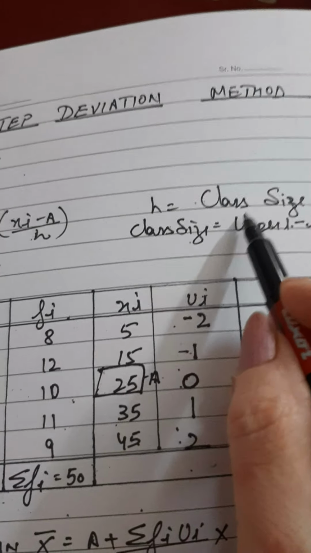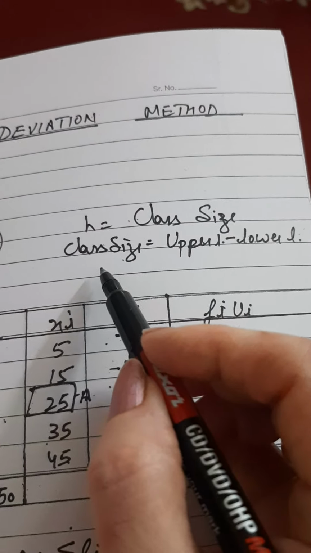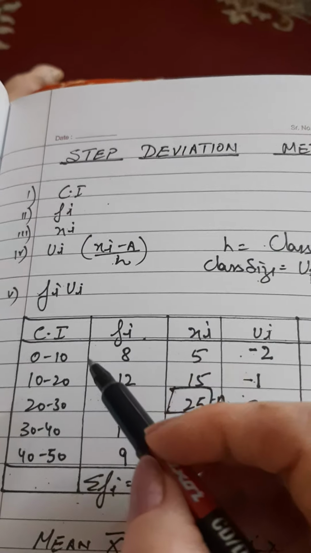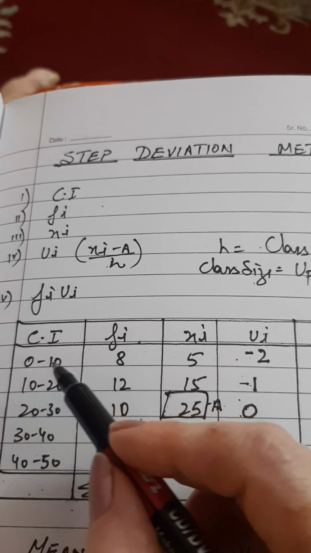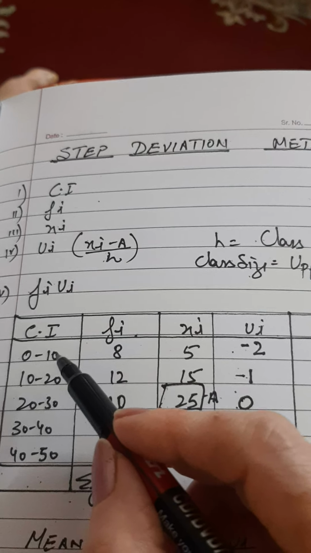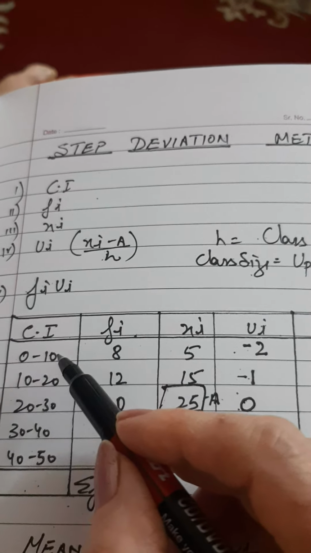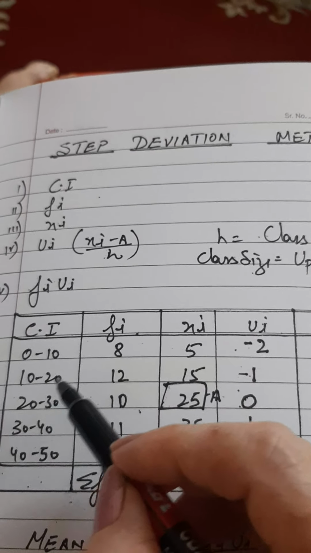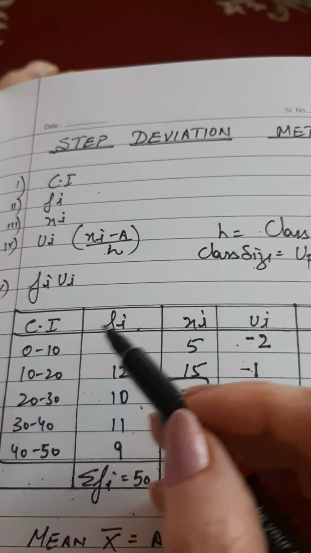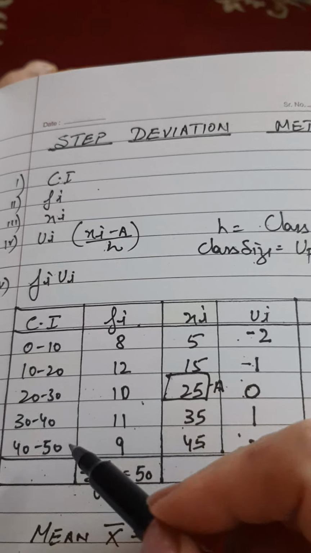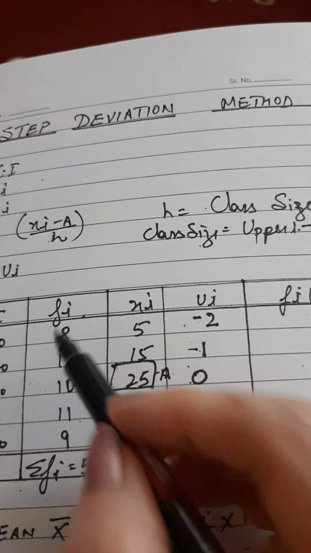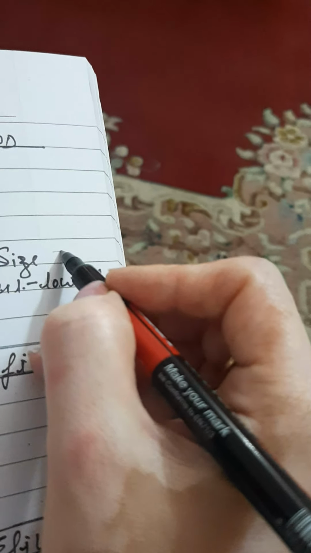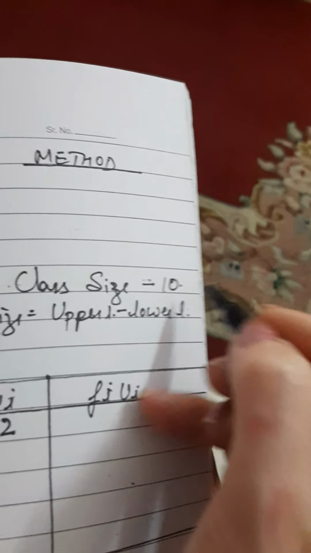H is class size. And what is class size? Upper limit minus lower limit. Like in this question, our class size is 10. Because in all these class intervals, 0 is the lower limit, 10 is the upper limit. 10 minus 0 is 10. So class size is 10. 20 minus 10 is 10. 30 minus 20 is 10. 40 minus 30 is 10. 50 minus 40 is 10. So the h value, the class size, in this question is equal to 10.